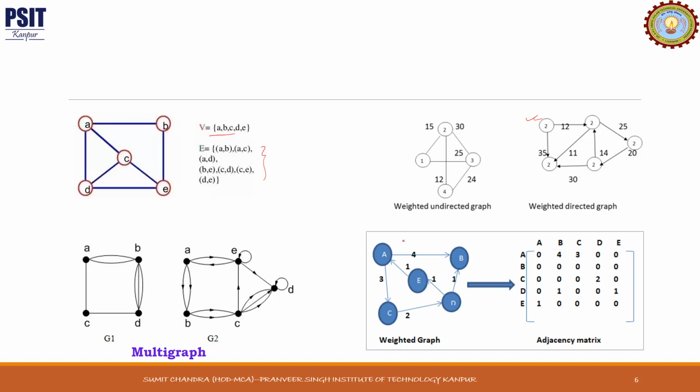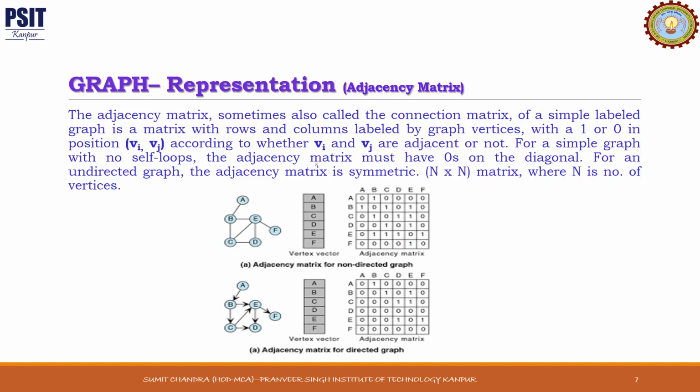Again, this is a weighted graph and adjacency matrix. What is adjacency matrix? We are going to study. So a graph can be represented using two methods. One is called the adjacency matrix representation. So if the number of vertices is n, this matrix is an n cross n matrix.